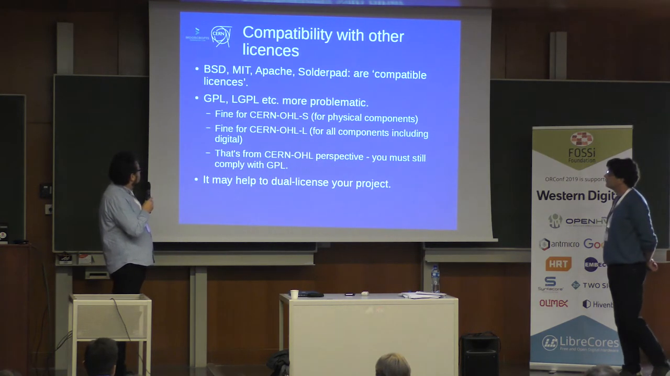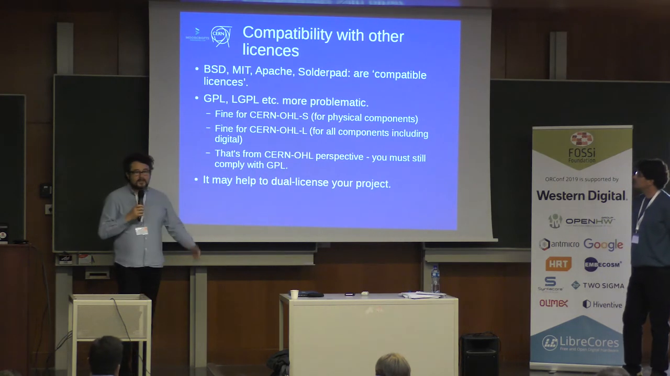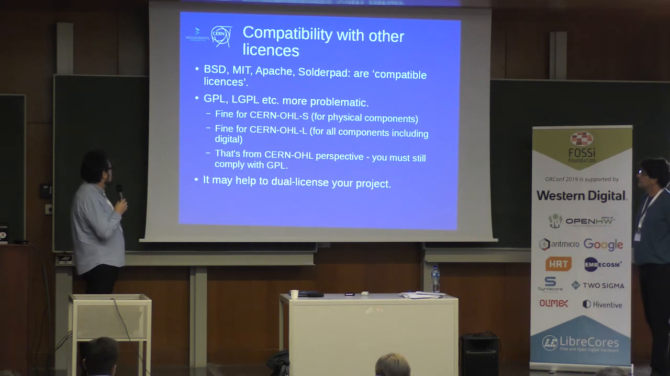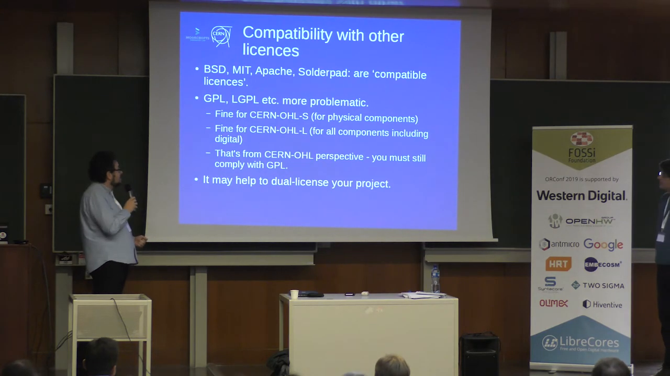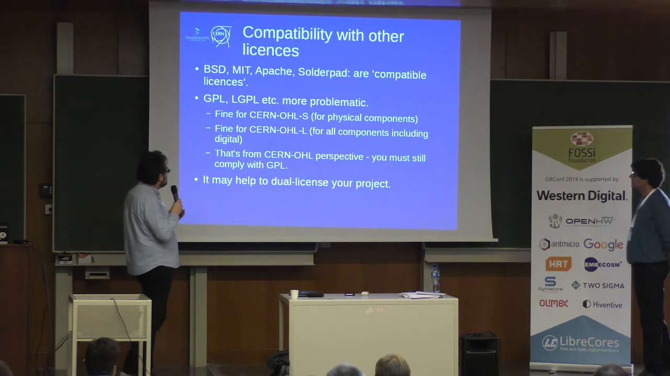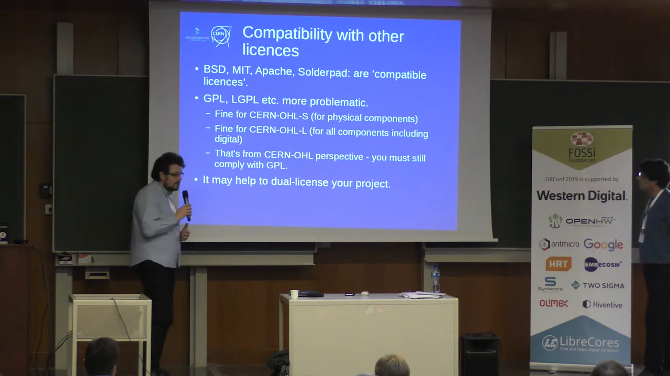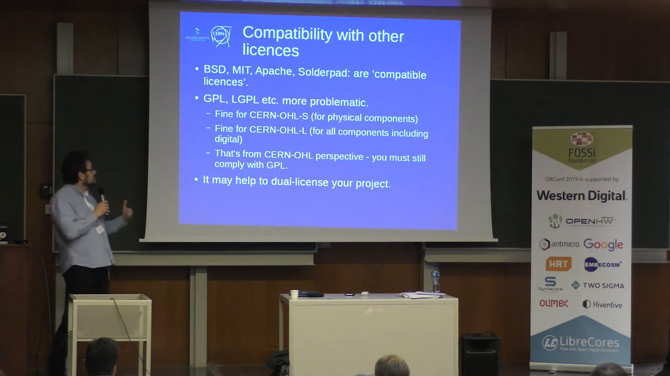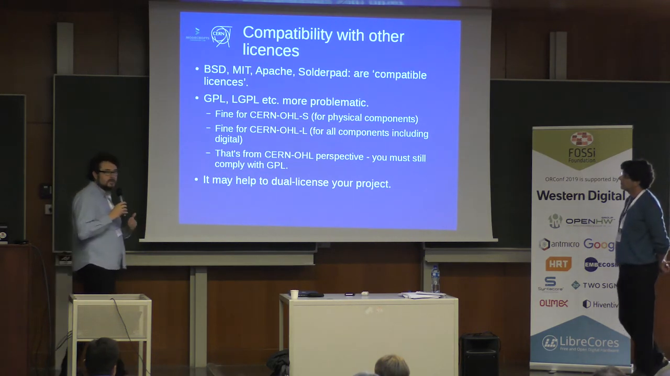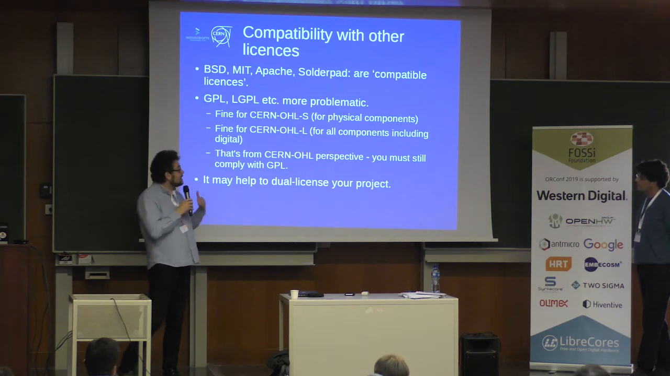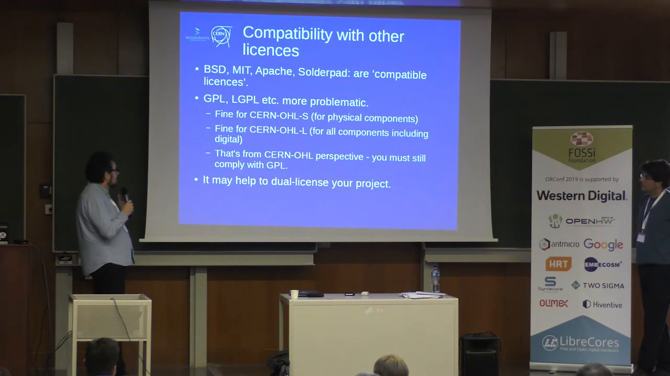As far as GPL and LGPL is concerned, as Javier says, this is more problematic. From the CERN OHL perspective, it's reasonably straightforward. So if you look at it from a CERN OHL strong perspective for physical components, and for CERN OHL lesser perspective for components including digital, it is possible to merge components with those two different licenses. But that means that you're complying with the obligations under the appropriate variant of CERN OHL. It doesn't mean that you're complying with obligations under GPL.